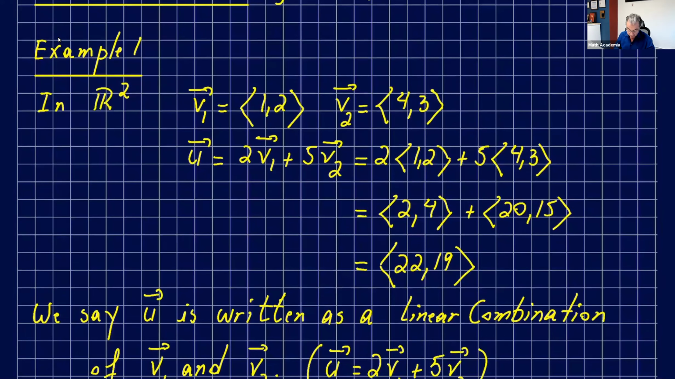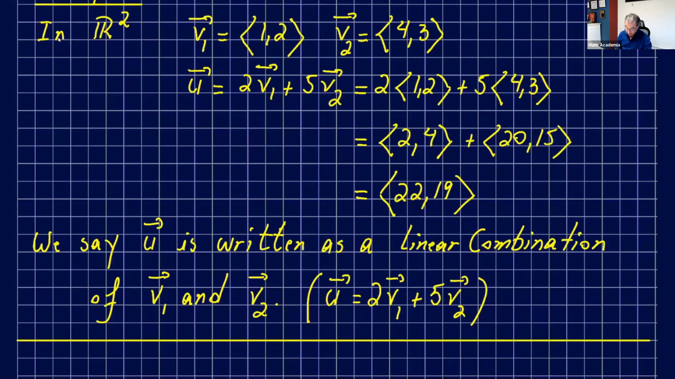For example, in R2, we're given two vectors, v1 and v2. If I say u equals 2 times v1 plus 5 times v2, that means 2 times v1 is that, plus 5 times v2 is that. So you get 2, 4, plus 20, 15, and you get 22, which is the x component, and 19, which is the y component. So here we say u is written as a linear combination of v1 and v2. u is 2 times v1 plus 5 times v2.